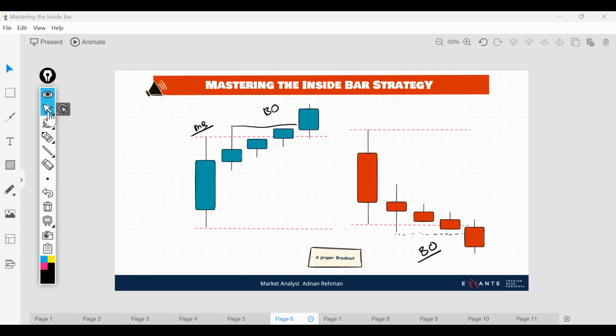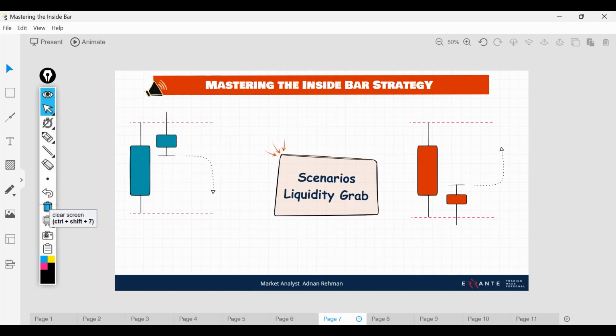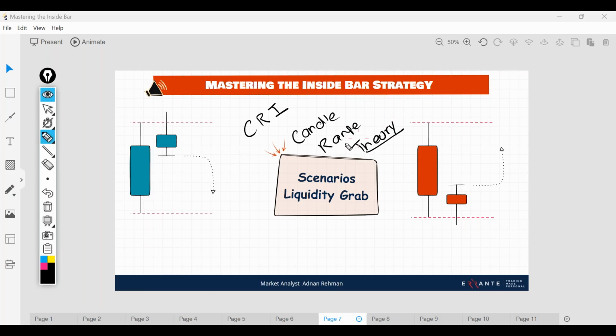Now let me take you to the other concept. The next concept is liquidity grabbing, which I have explained in the proper webinar on liquidity grabbing. Now I'll take you towards the concept of CRT. It means candle range theory. This is known as CRT. It's not CRI, it's CRT. So now let me explain this.